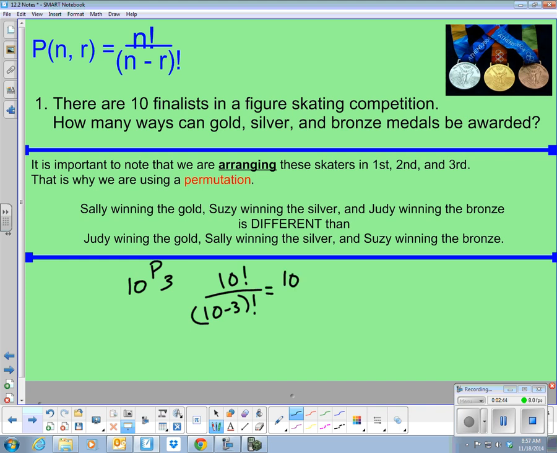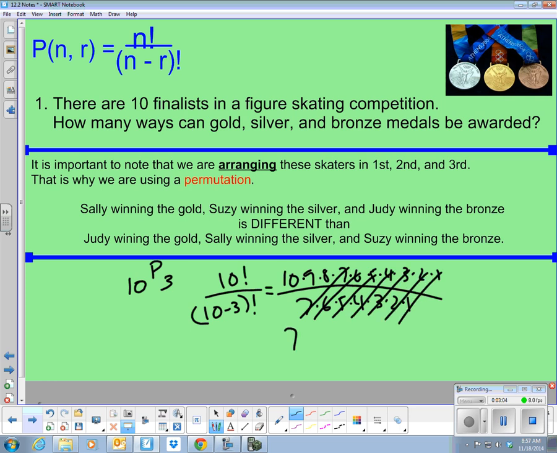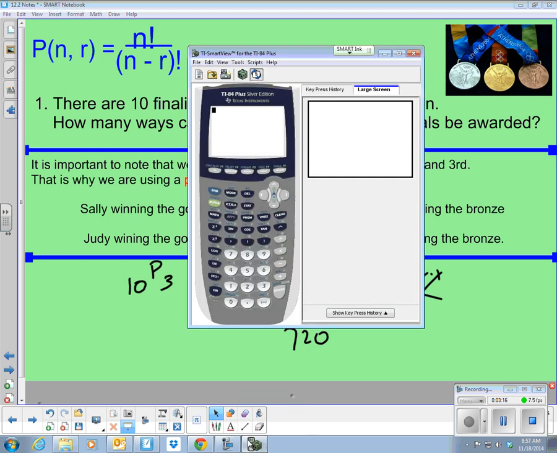So that's going to be 10 times 9 times 8 times 7 times 6 times 5 times 4 times 3 times 2 times 1 over 10 minus 3, which is 7 times 6 times 5 times 4 times 3 times 2 times 1. So cancel, cancel, cancel. 10 times 9 times 8, that's going to be 720. Oh, if only there was a way for the calculator to do this for us, it would be so much easier. I'm so glad you said that, because now I can show you how to do it on the calculator and make your life significantly easier.